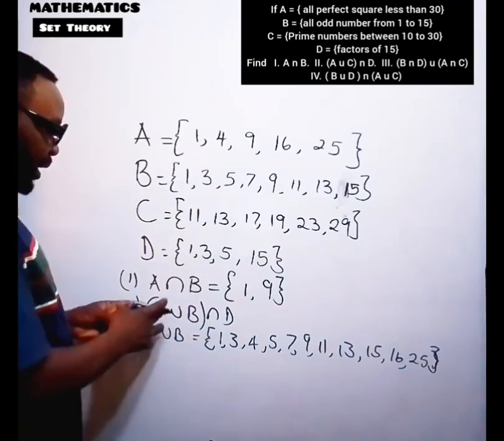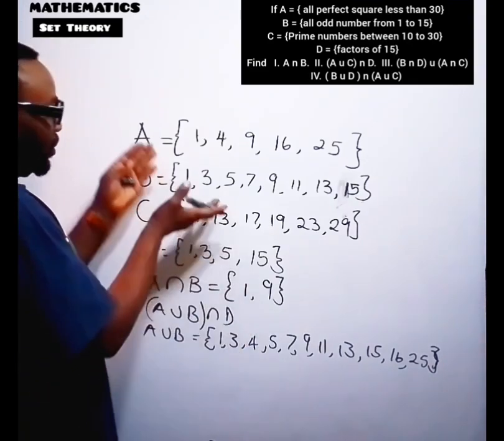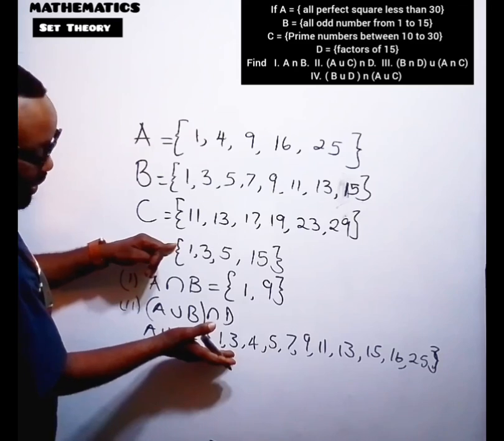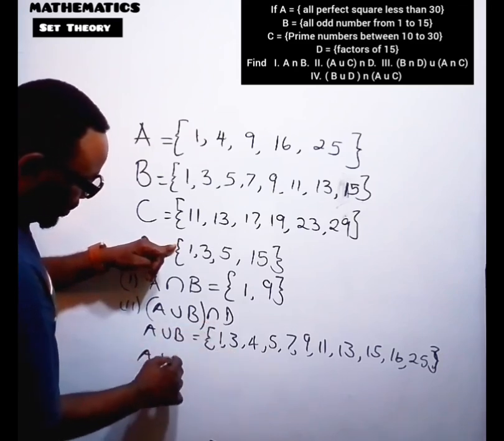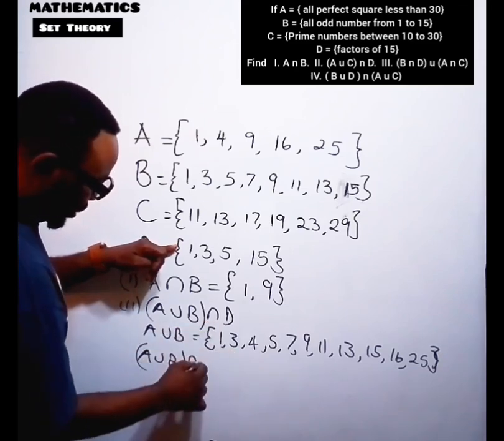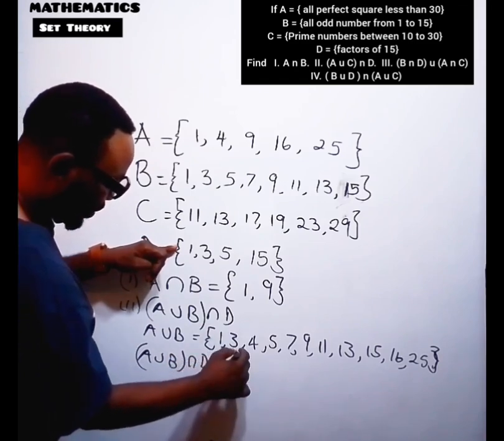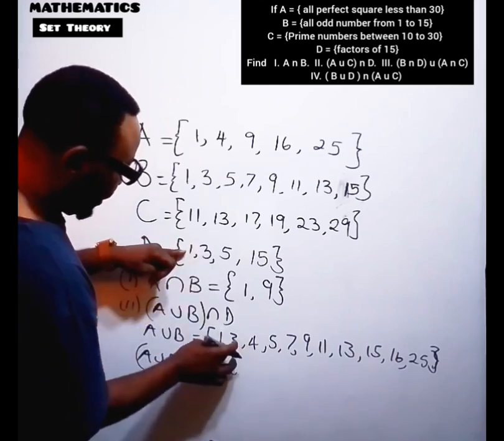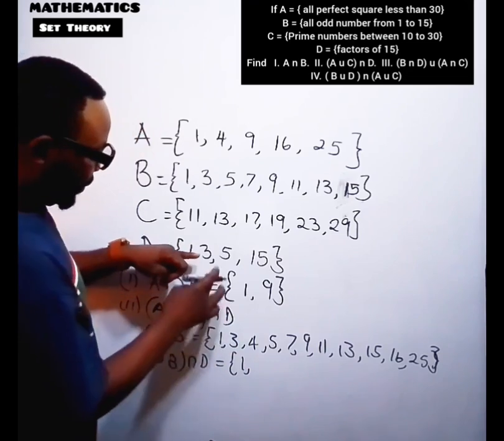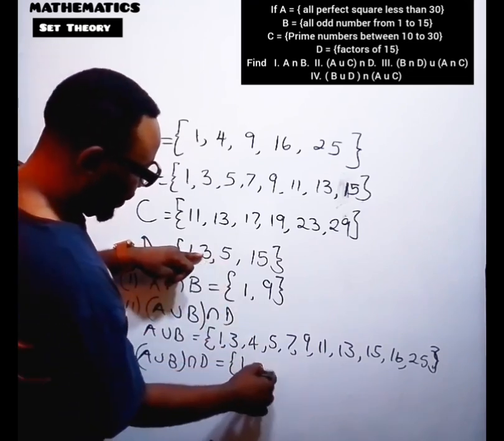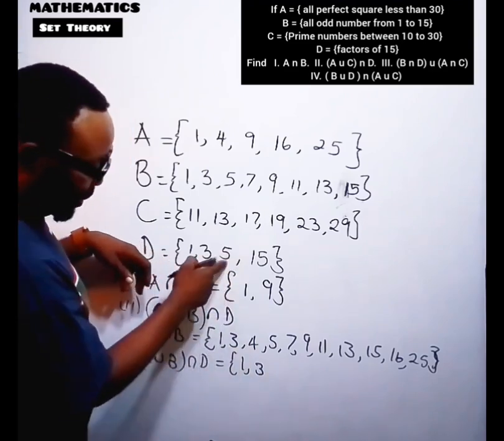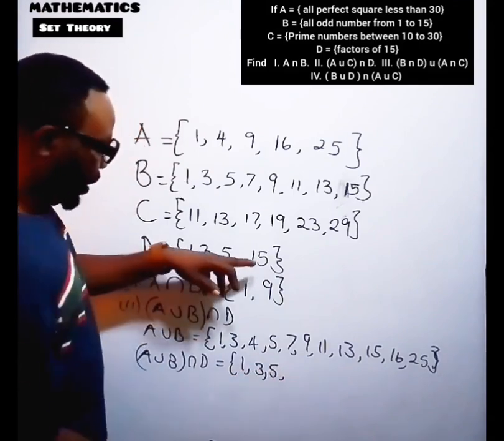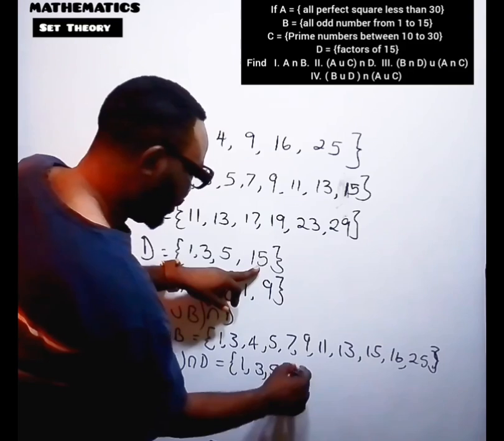Now, for A union B intersection D, we look at the values we have related to D. A union B intersection D will now be what? 1 is here, 1 is here, 1. 3 is here, 3 is here, 3. There is 5 here. Do you have 5 here? 5 as well, 5. We have 15 here. Do you have 15 here? 15.